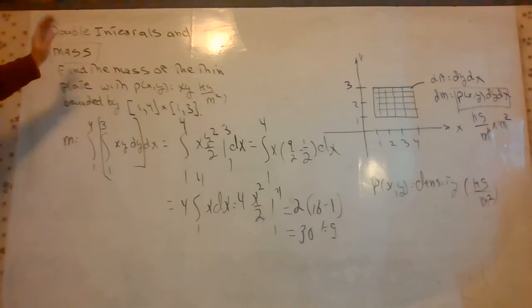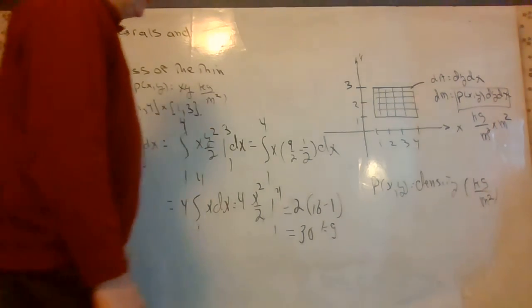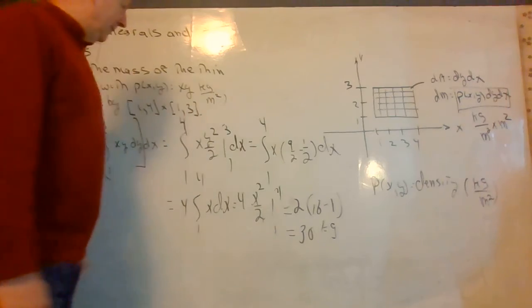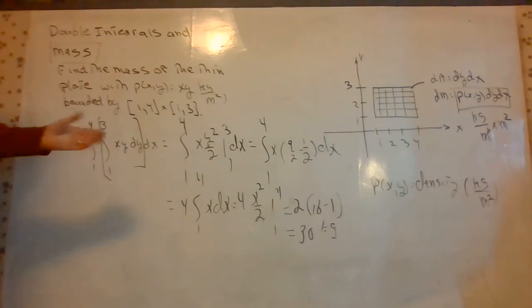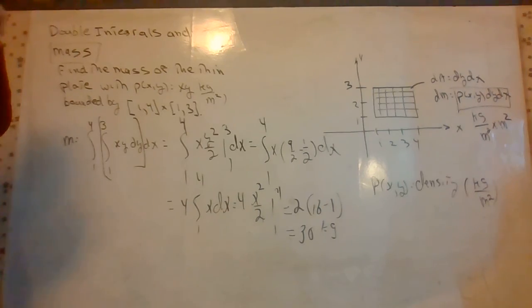Okay, that's all for mass. We need to do average value of a function, and then also we're going to do volume. But the applications are pretty simple in this section. They're all over rectangular regions.